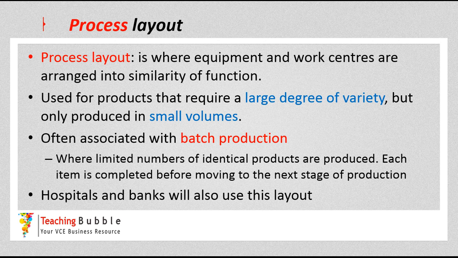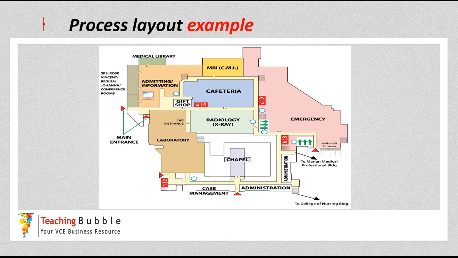So if you think of a hospital, you've got your operating rooms in the one area, you've got your reception in one area, you've got your x-ray rooms in one area, you've got your maternity ward in another area. So it's done by similarity of function. And there's an example of a hospital there. You can see you've got the emergency section in one area, and then that links closely with radiography, or radiology I should say, and then the cafeteria, MRIs, the lab, etc., and it goes on. So all done by similarity of function.